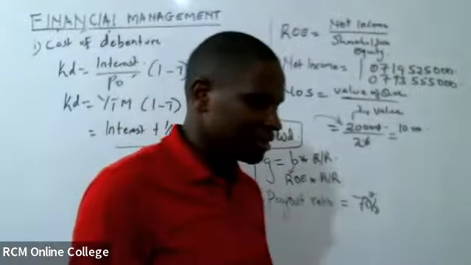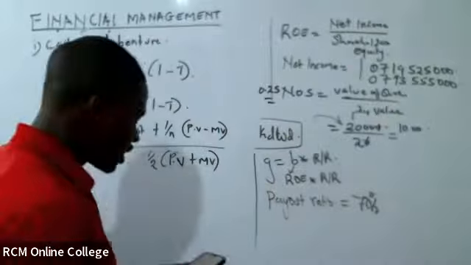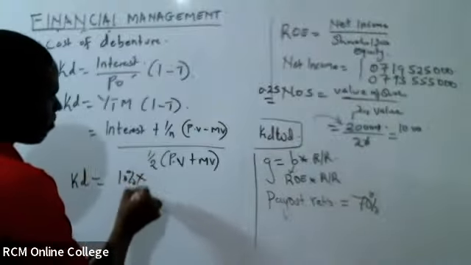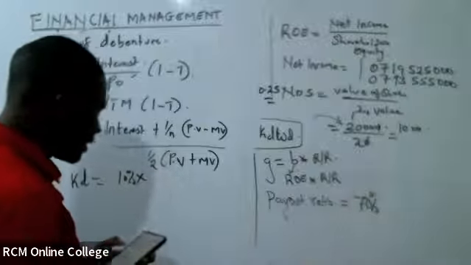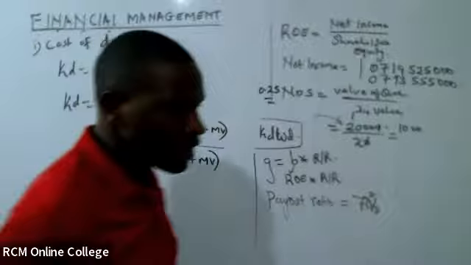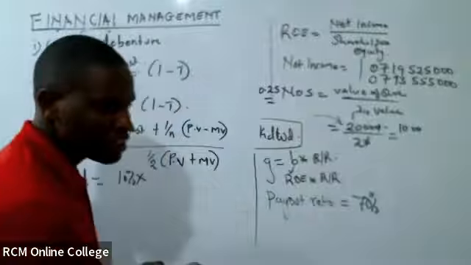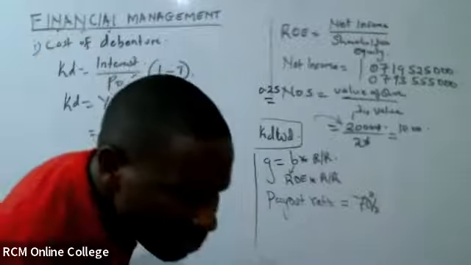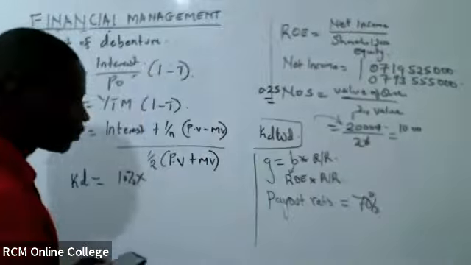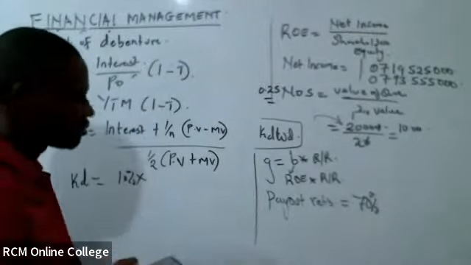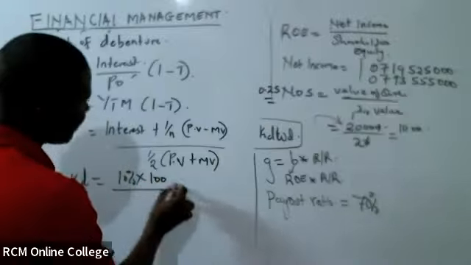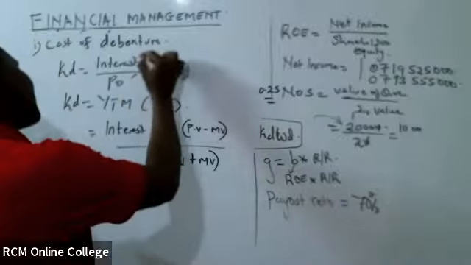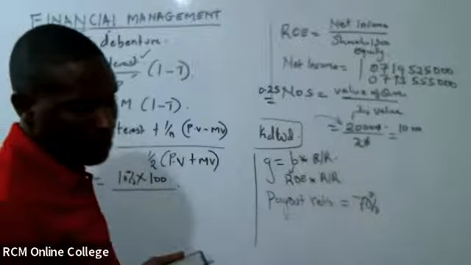So in our case here, it's a 10% debenture. So KD will be simply 10% of par. Remember, we're looking at this at par. So what is the par value of our debenture? Yes, the par value is 100. So 10% of 100 will give me the interest. Then divide by the market price.